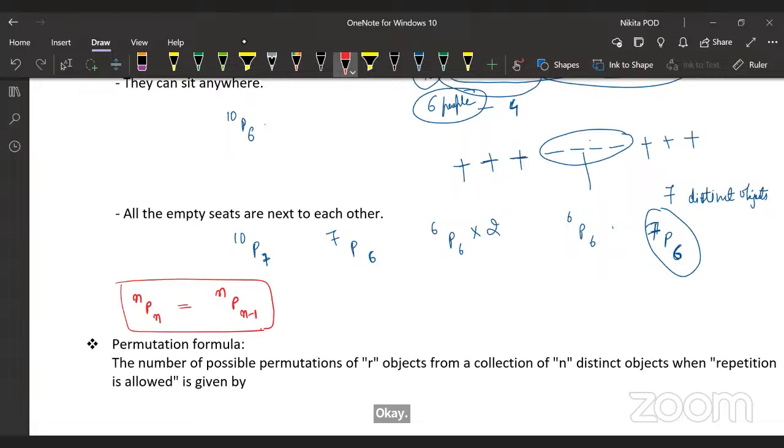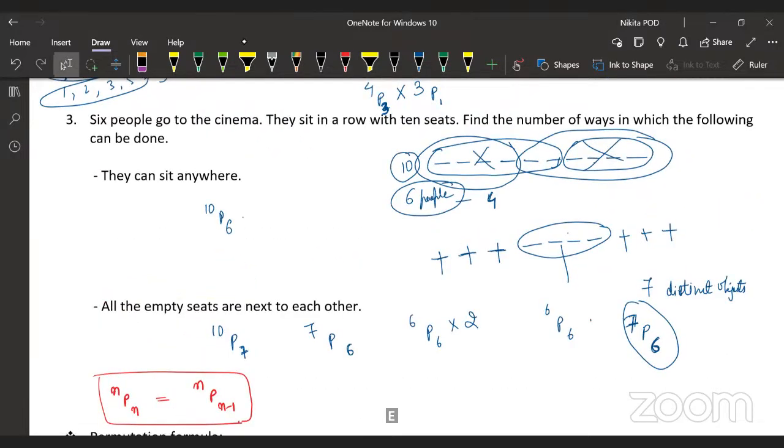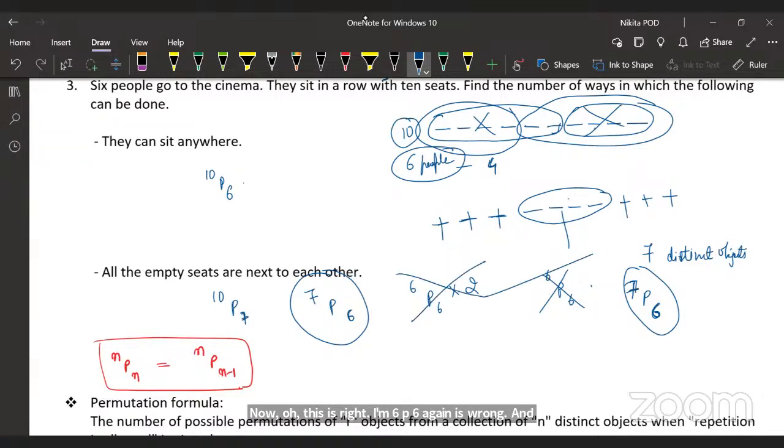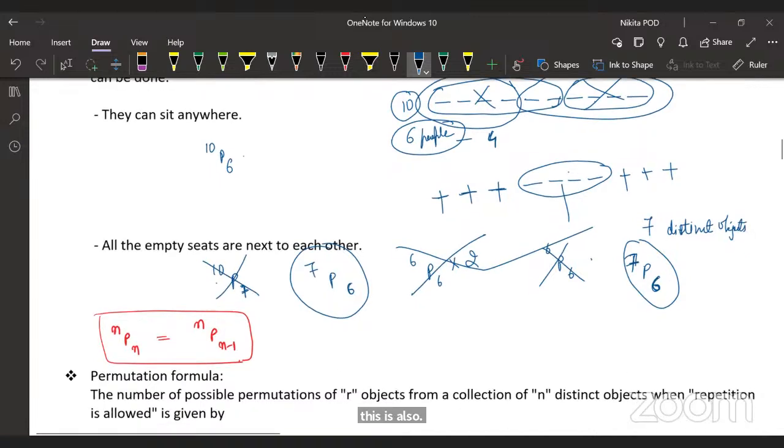So here, 10P7 is not right, right? Because you want all the 4 seats which are empty to be together. Now this is right, and 6P6 again is wrong, and this is also wrong. So either it's 7P6, or 7P7 is also right.